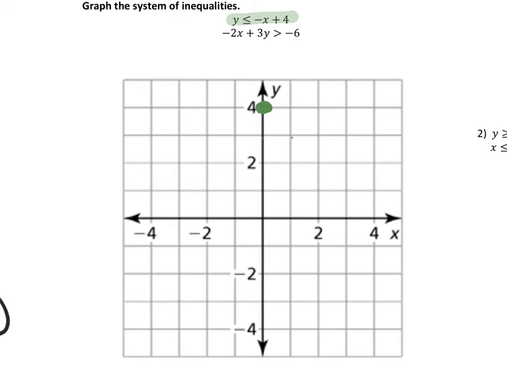So I'm going to go down 1 over 1. I'm going to grab my straight edge and I'm going to shade below but draw a solid line. That's what less than or equal to tells me, is that it's below and solid. So I'm going to make a solid line. Woohoo! And I'm going to shade in below it.